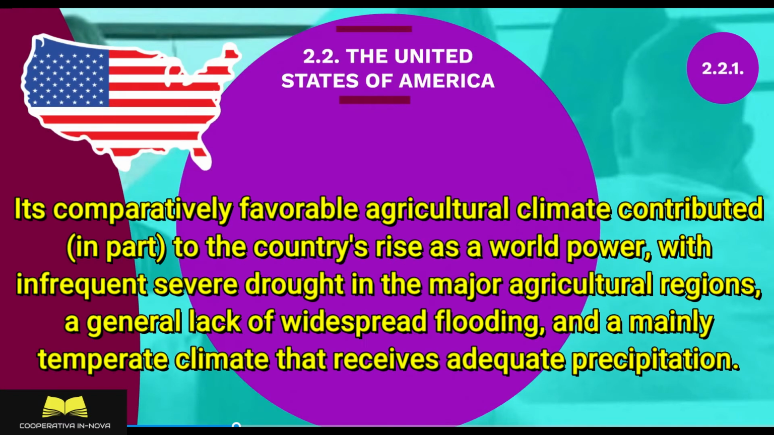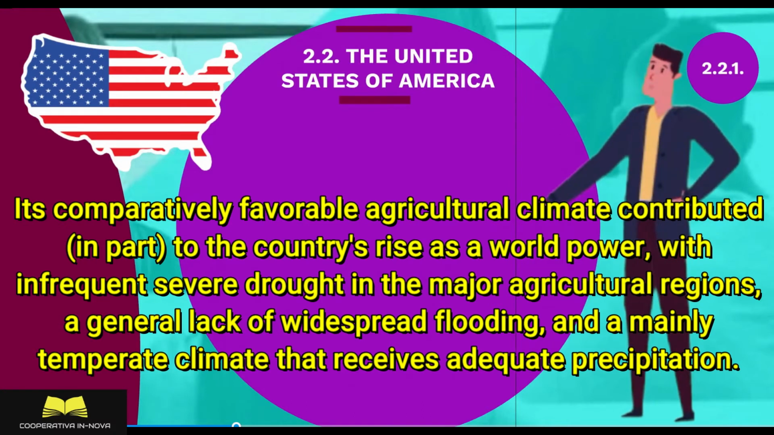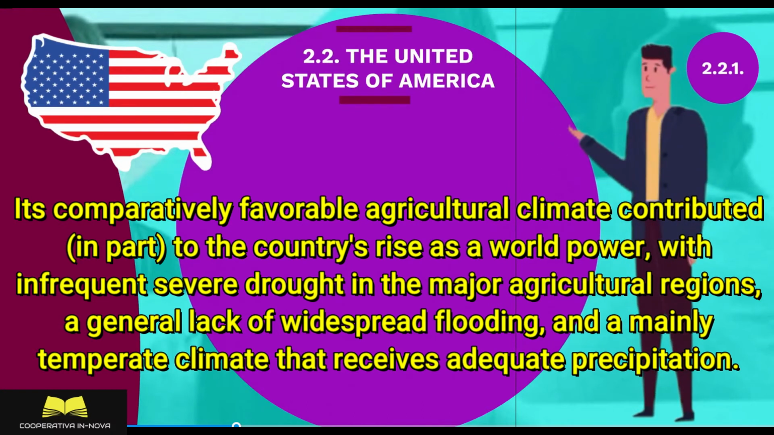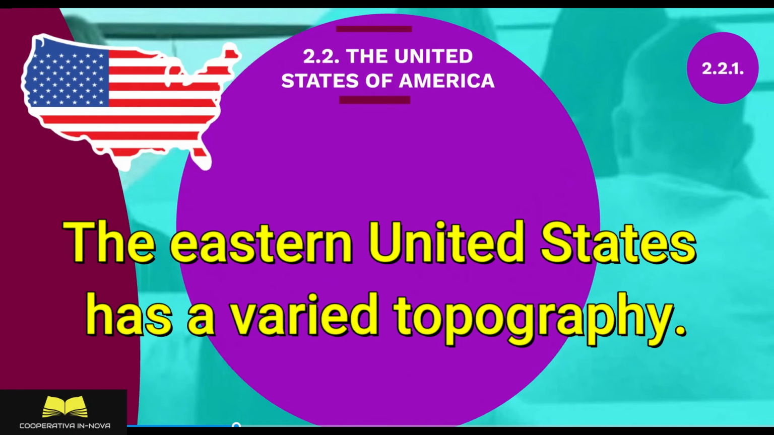Its comparatively favorable agricultural climate contributed, in part, to the country's rise as a world power, with infrequent severe drought in the major agricultural regions, a general lack of widespread flooding, and a mainly temperate climate that receives adequate precipitation. The eastern United States has a varied topography.